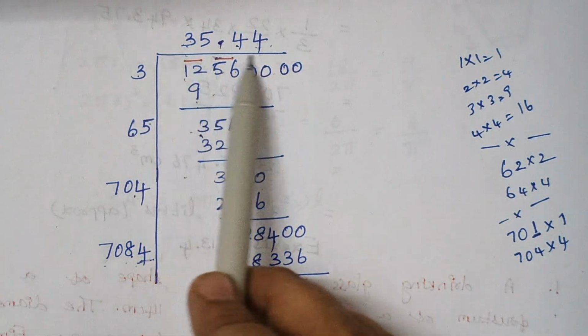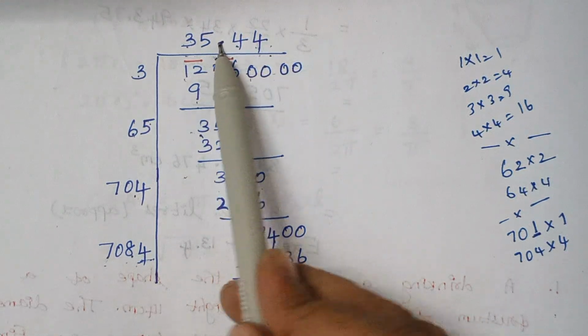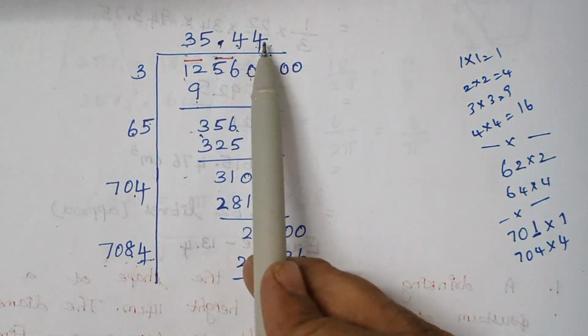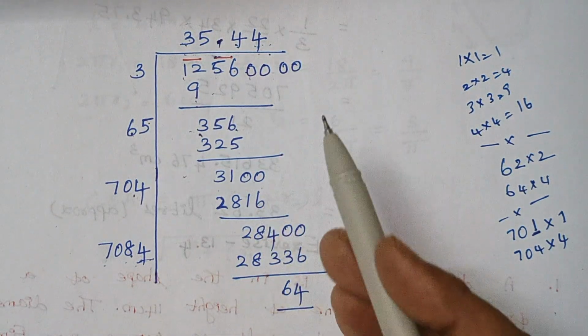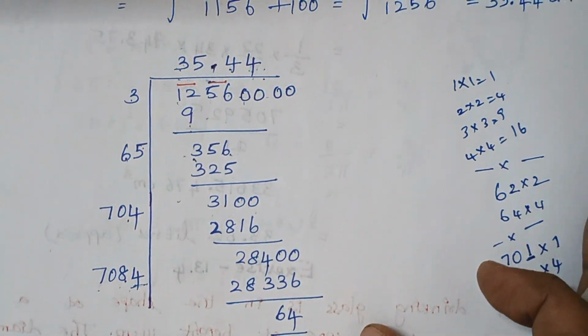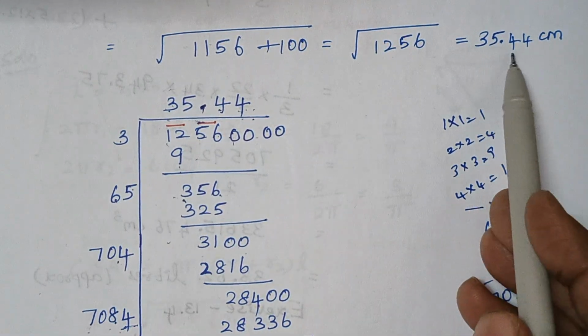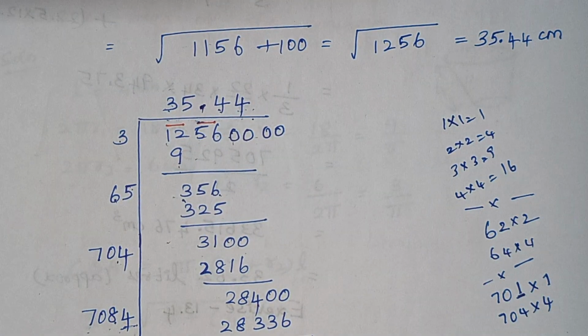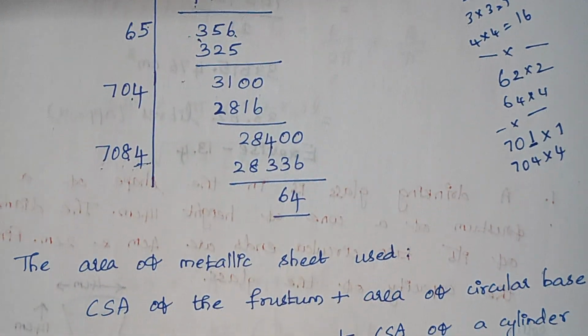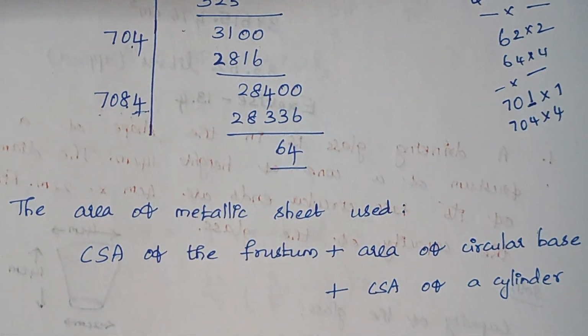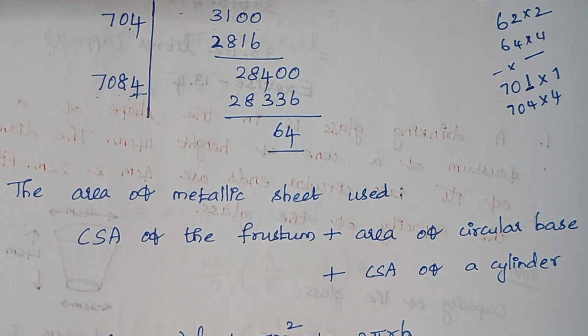Since we have sufficient numbers, that is after the decimal point we have calculated up to 2 digits, it is enough. So this is the method to find a square root, and now the value of L here is 35.44 centimeter. Right. Then we are going to solve the first part of our problem. It is the area of the metallic sheet used.